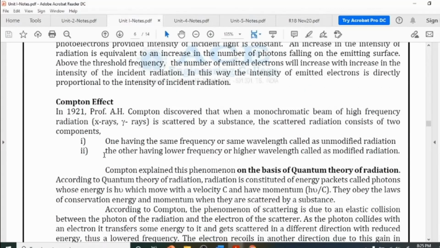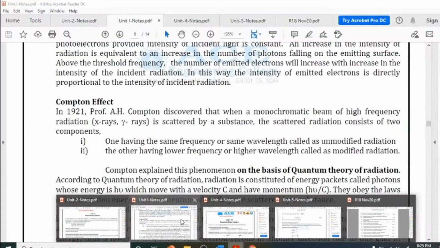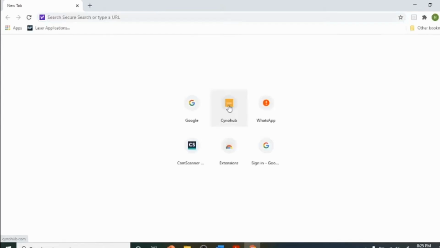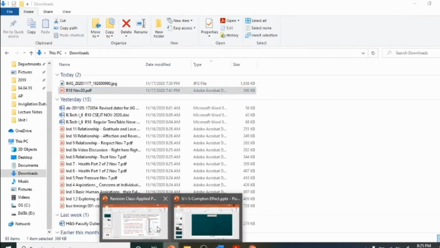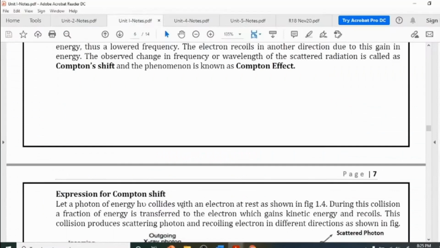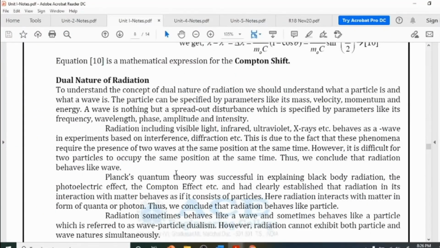Compton effect, if it is asked, then automatically you need to derive an expression for Compton shift. That is there in the notes. Just have a go through. And there is a video too. I would show you a video on our website. Just give me some time. So I will go to that one and I'll show you. And then, yeah. So this is about the Compton effect. So that notes is available. You can have a go through.